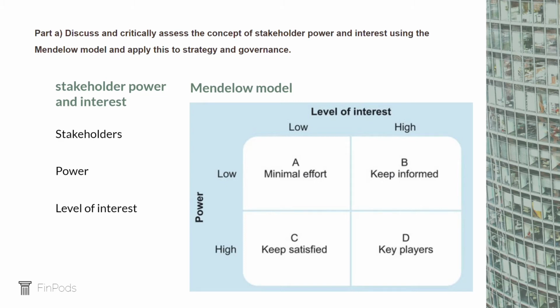Power low, level of interest low. A. Minimal effort. Level of interest high. B. Keep informed. Power high. Level of interest low. C. Keep satisfied. Level of interest high. D. Key players.